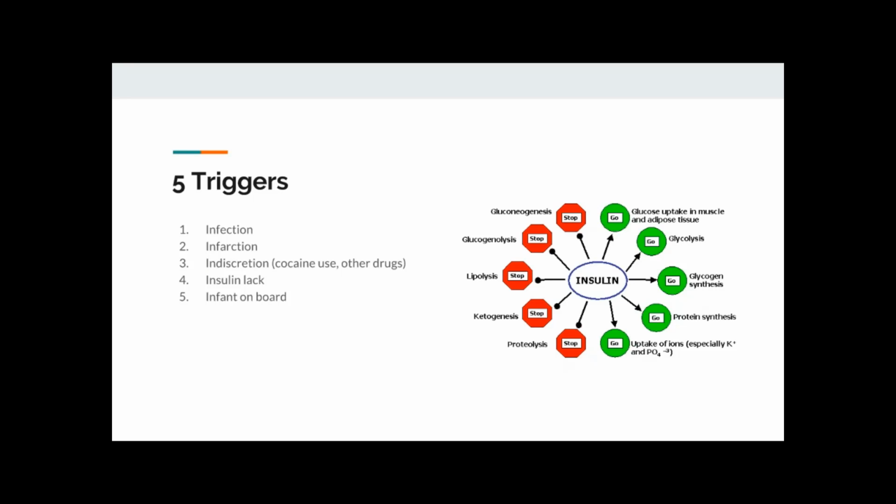And so I think about the triggers as anything that causes catabolism, right? So we talk about insulin being an anabolic hormone. Anything that causes your body to increase consumption of energy. And so I think about five things.